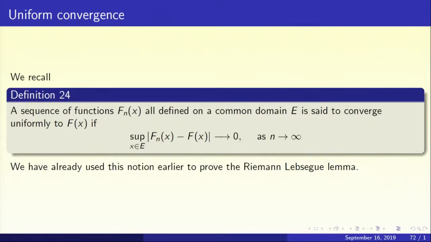We already used uniform convergence in the proof of the Riemann-Lebesgue lemma. Remember, we proved the Riemann-Lebesgue lemma for polynomials, and we used the Weierstrass approximation theorem, which says that if you take any continuous function, there is a sequence of polynomials converging uniformly to it. We use this fact to prove the Riemann-Lebesgue lemma. So, uniform convergence has already been used before.